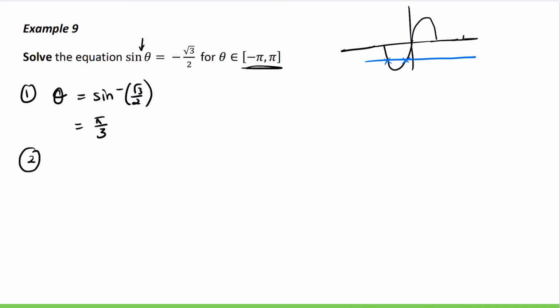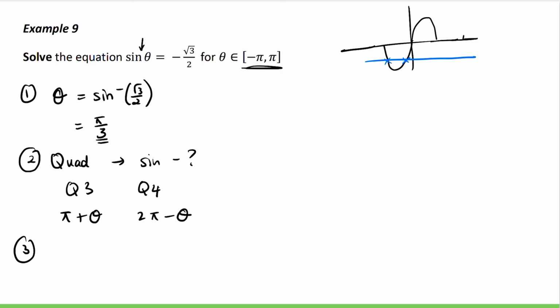The next thing is I'm going to consider the quadrants that it's in. So where is sine negative? Well, that's quadrant 3 and quadrant 4. Quadrant 3 is pi plus theta, and quadrant 4 is 2 pi minus theta. So I'm going to go ahead and apply my base angle to this. That's pi plus pi on 3 and 2 pi minus pi on 3. So that's going to be 4 pi on 3, and then this is going to be 5 pi on 3.